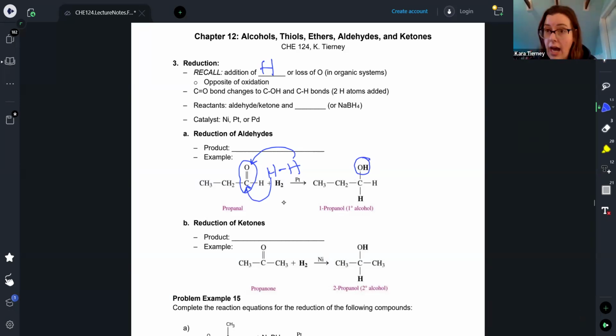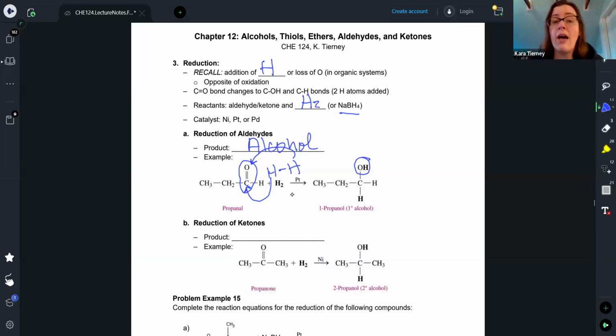We will, in our class, always see this in the form of an aldehyde or ketone plus hydrogen. Your book also has the NaBH4 reactant. If you see that in the book, just consider it H2. It behaves the same as H2, so I will always have it as H2. What this produces is an alcohol.